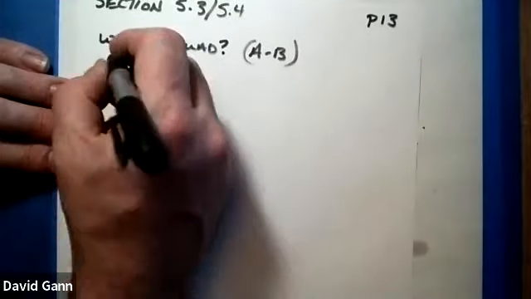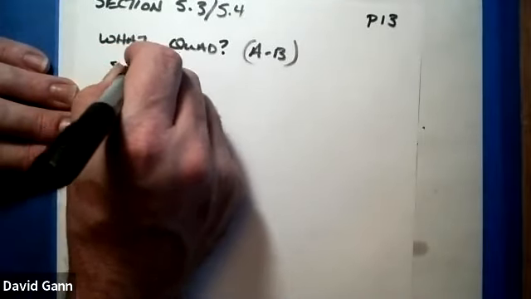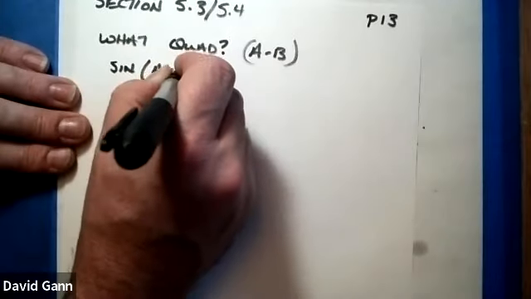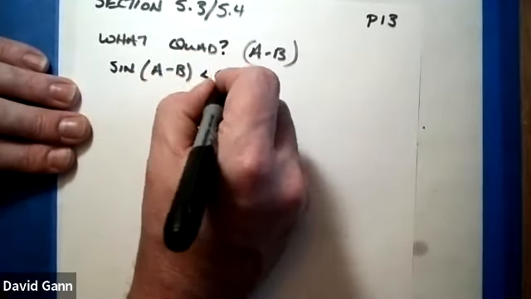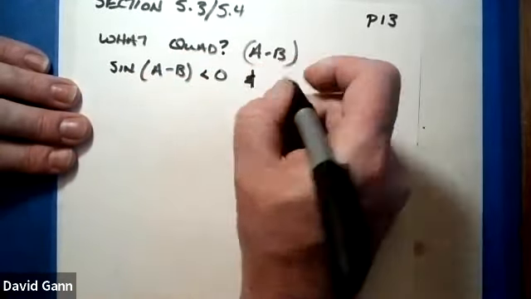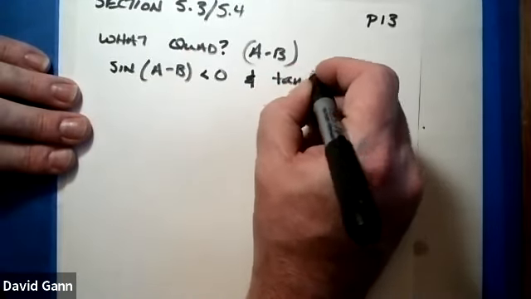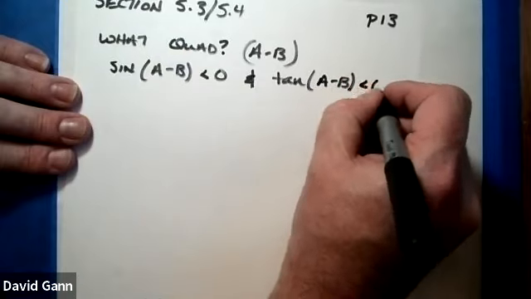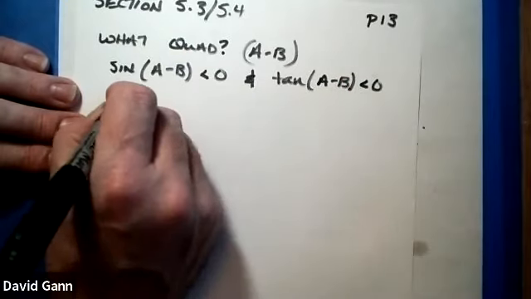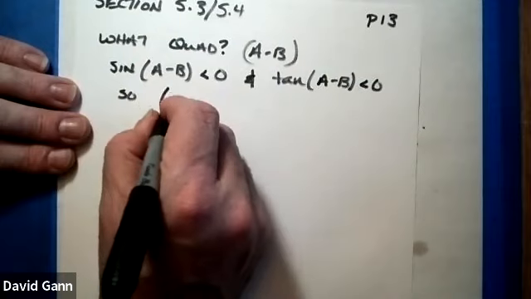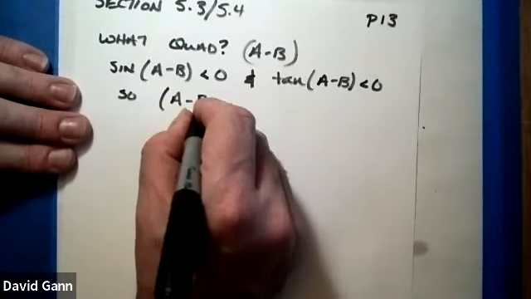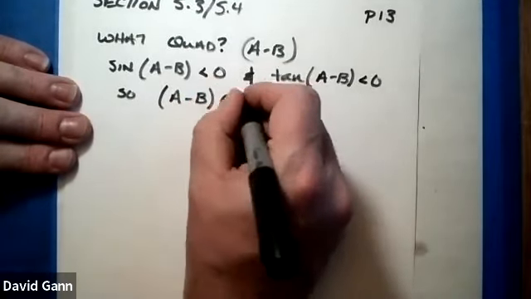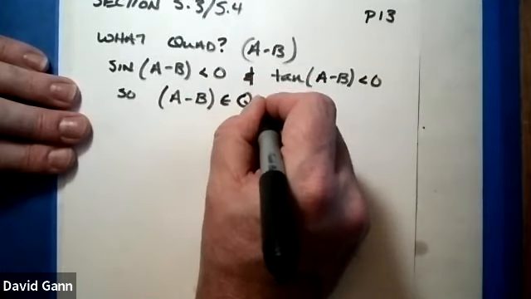Well, note sine of A minus B is less than 0, and tangent of A minus B is less than 0. So A minus B is in quadrant 4.